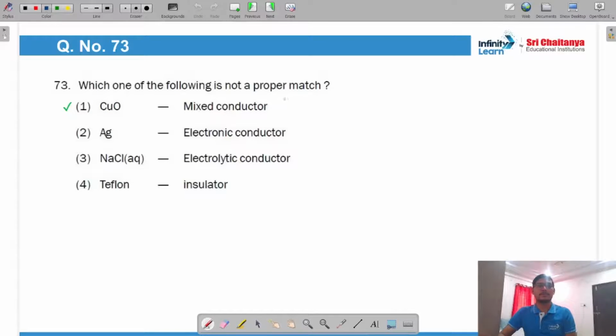Which one of the following is not a proper match? CuO is a semiconductor. Okay, all other three are correct matches.